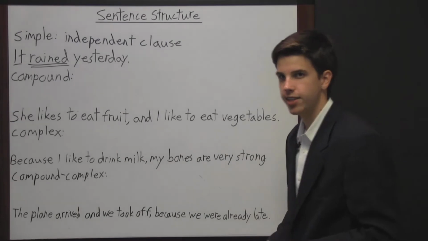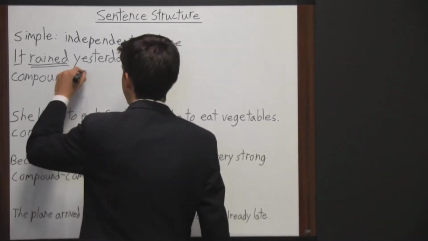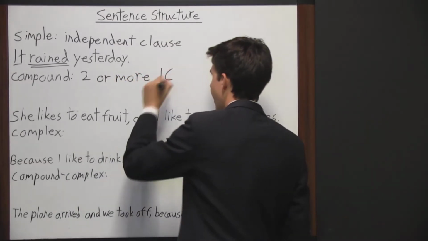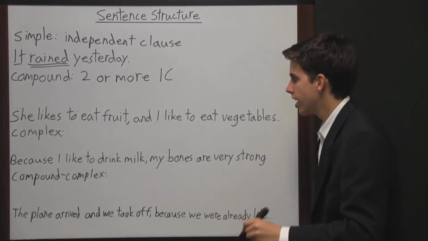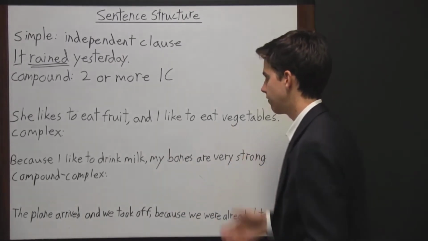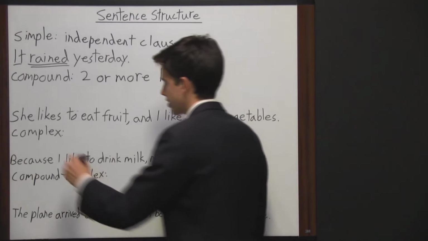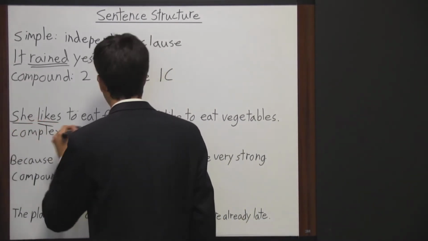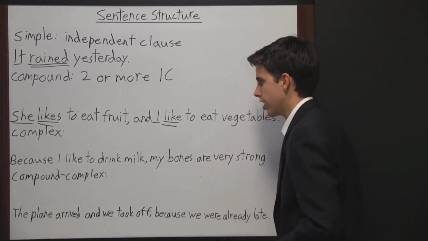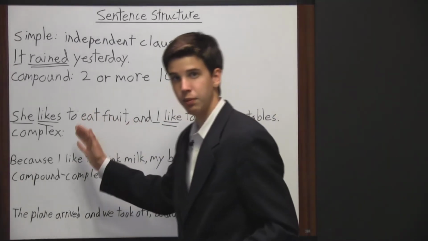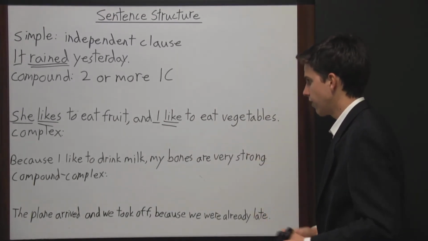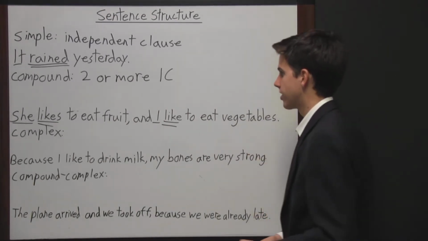Now, a compound sentence is made up of 2 or more independent clauses. Now I'm just going to write here IC for independent clause. And so an example of a compound sentence is she likes to eat fruit and I like to eat vegetables. So notice here that we have a subject and a verb. She likes to eat fruit, and a subject and a verb. I like to eat vegetables. So this is an independent sentence because it could be a sentence by itself, and this is an independent sentence because we could just say I like to eat vegetables, and that's a sentence by itself.